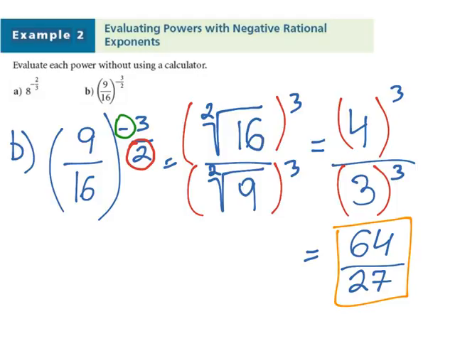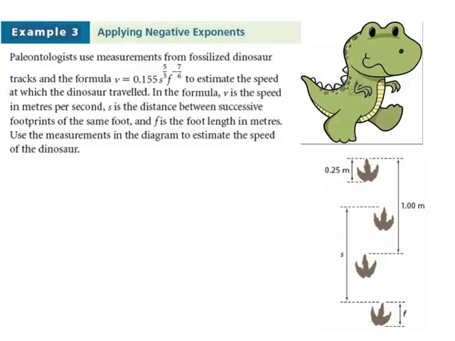Let's take a look at some application questions. Paleontologists use measurements from fossilized dinosaurs' tracks and the formula V equals 0.155 s to the power of 5/3 times f to the power of negative 7/6 to estimate the speed at which the dinosaur traveled. In the formula, V is the speed in meters per second. S is the distance between successive footprints of the same foot. And F is the foot length in meters. Use the measurements in the diagram to estimate the speed of this dinosaur.